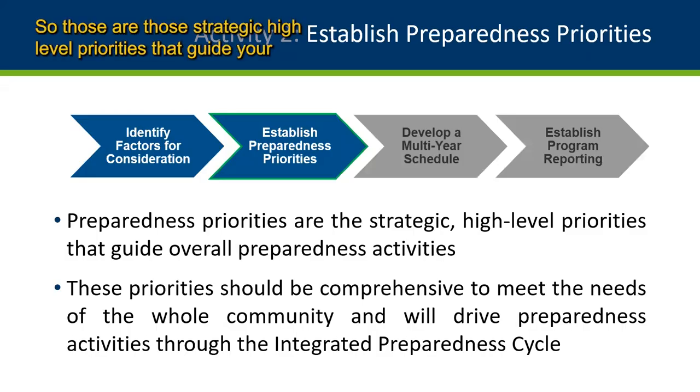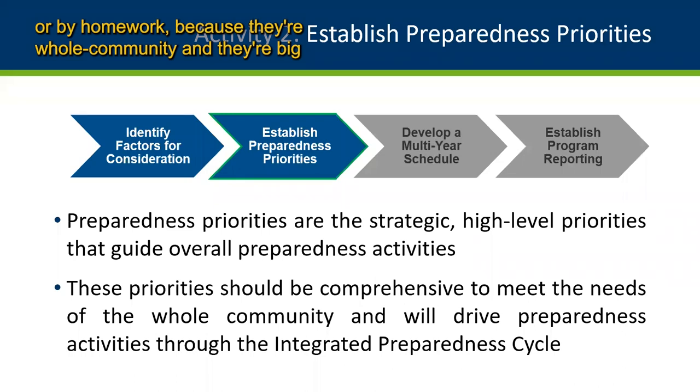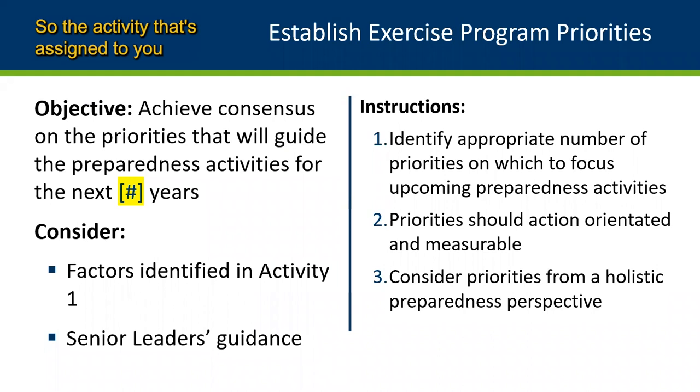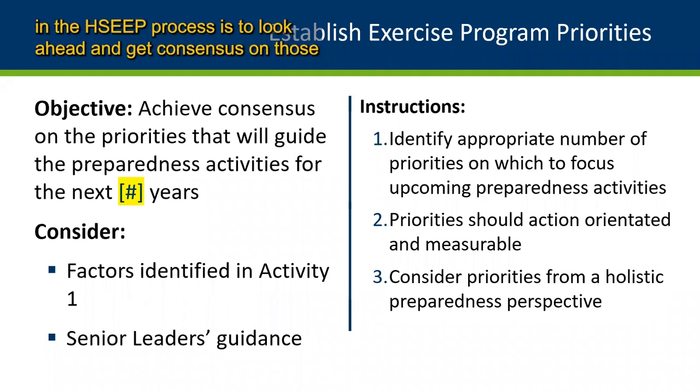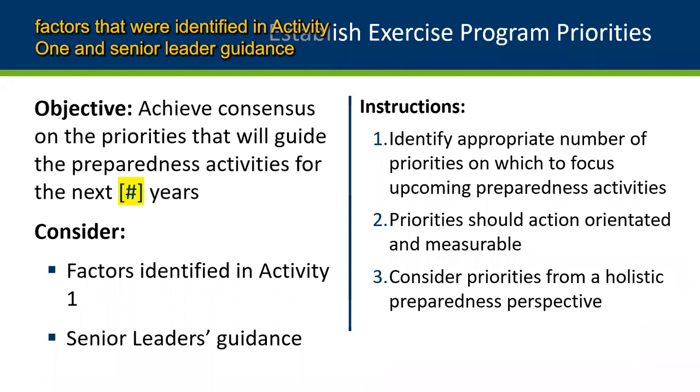So those are those strategic high-level priorities that guide your preparedness activity. Now, some of this, again, could be done virtually or by homework because they're whole community and they're big picture, and they're going to be derived from a series of input factors or influences. So the activity that's assigned to you in the HSEAT process is to look ahead and get consensus on those priorities for the next 3 years, 5 years, whatever it is. And you see the considerations there are the factors that were identified in activity 1 and senior leader guidance.